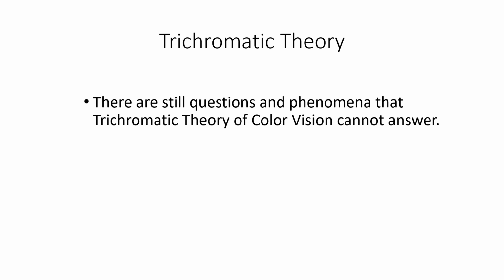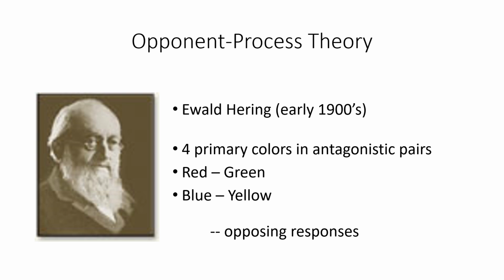So trichromatic theory of color vision explains a lot, but there are still questions and phenomena that trichromatic theory of color vision cannot answer. And so again, this argument went on for about a century. Ewald Hering, in the late 1800s, early 1900s, suggested that we want to talk about 4 primary colors, red and green and blue and yellow, and that we need to talk about how they work in these antagonistic pairs, where red and green seem to have opposing responses and blue and yellow seem to have opposing responses.